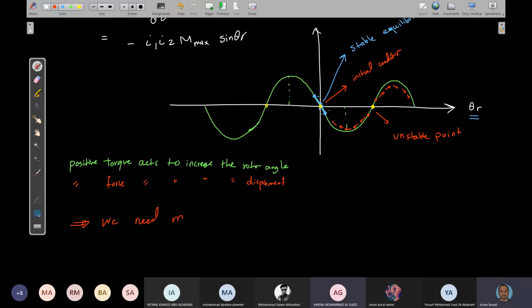Just a minute. Let me finish writing this sentence and I will return back. So in both stator and rotor to make the machine rotating. Okay.